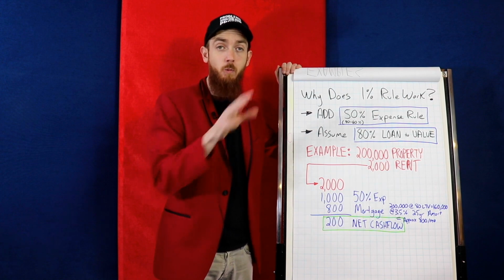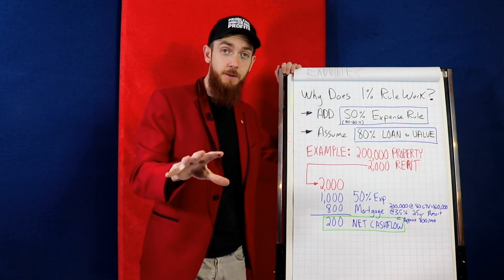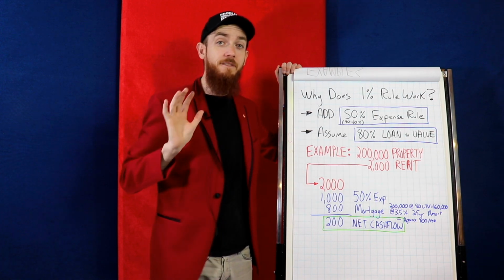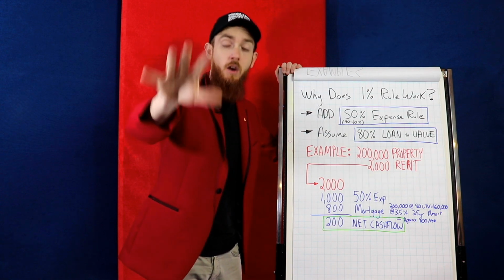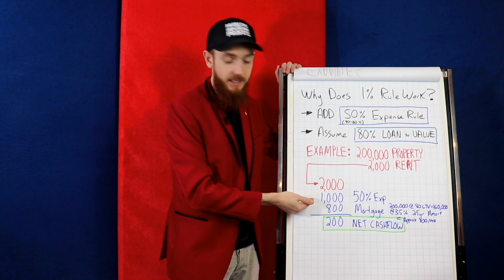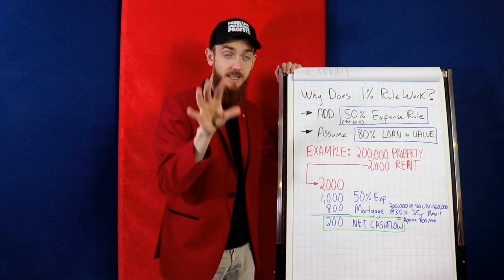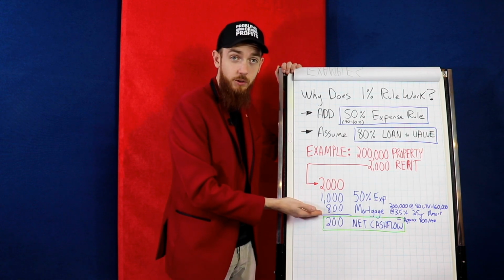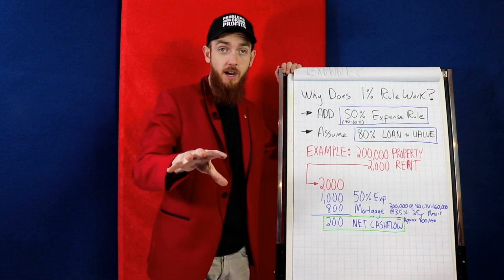Now that mortgage payment will have a principal and an interest aspect, but from a cash flow perspective, we just really want to know, after we pay all of our expenses, after we pay all of our cash outflows, what is the net cash we have remaining? So in this basic example, $2,000 subtract $1,000 or the 50% expense rule, subtract the $800 mortgage payment, is going to leave us with net cash flow of $200.